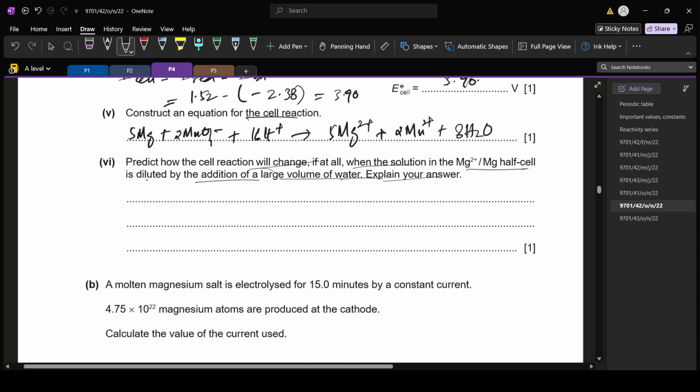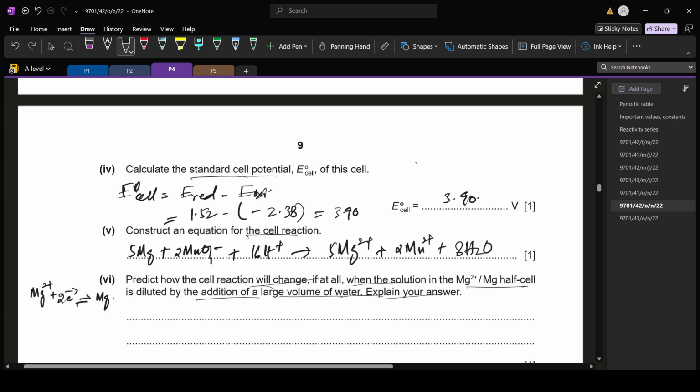Okay, let's see. This is the reaction: magnesium 2 plus + 2 electrons. It is saying: predict how the cell direction will change, if at all, when the solution of magnesium 2 plus ions, this half cell, is diluted by addition of a large volume of water. Okay, so when a large volume of water is added, what will be the effect on this reaction?